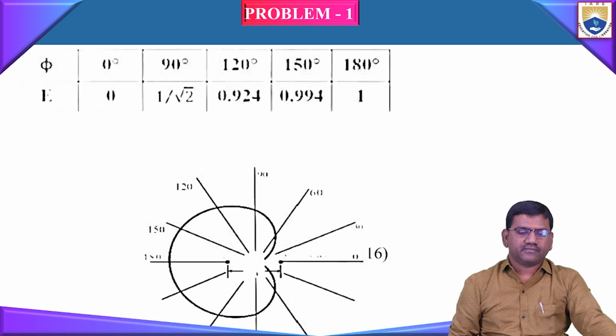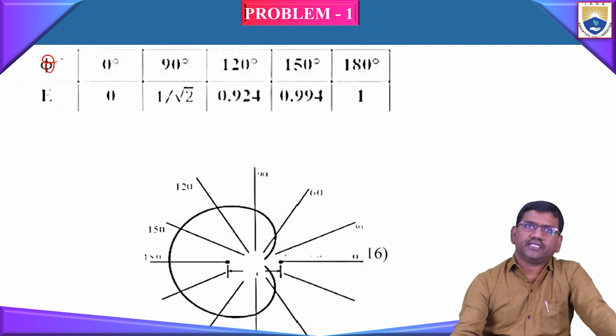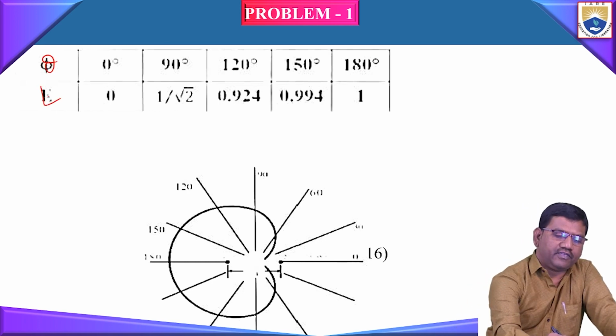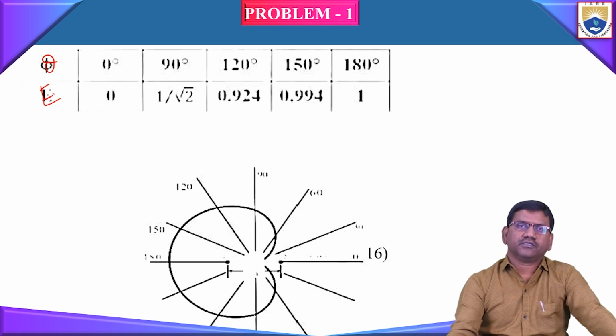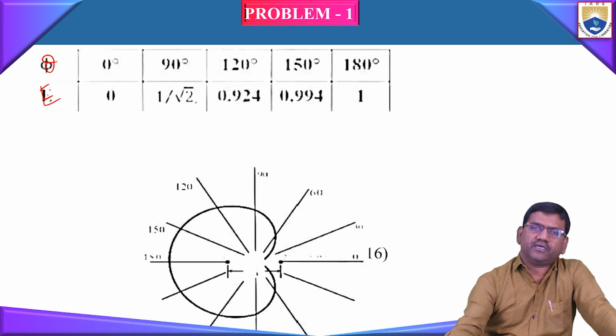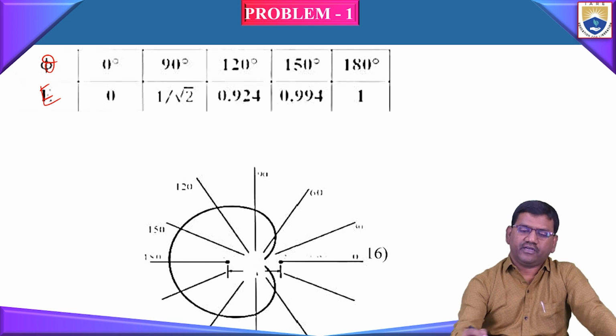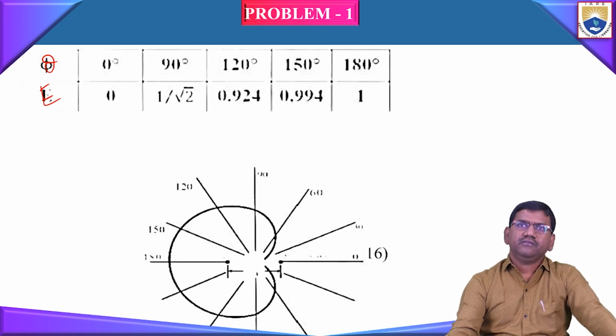So here, you can observe the radiation pattern. Here the value of theta and this is the value of E. So for 0 degrees, it is 0. For 90 it is 1 by root 2. For 120 it is 0.924. For 150 it is 0.994. And for 180 degrees it is 1.